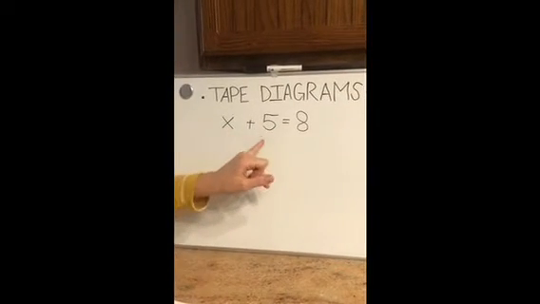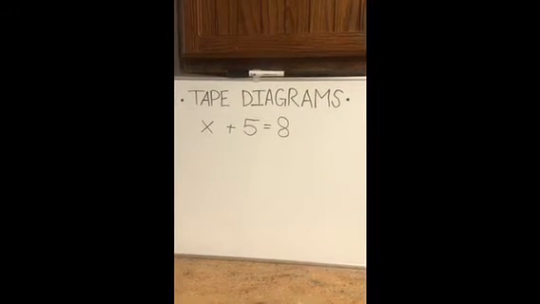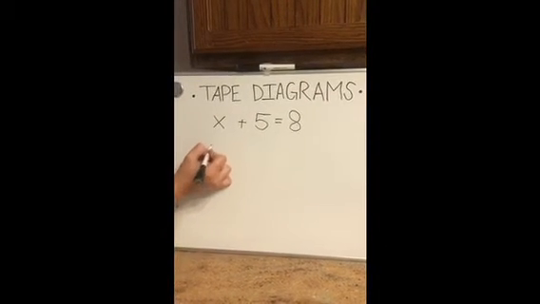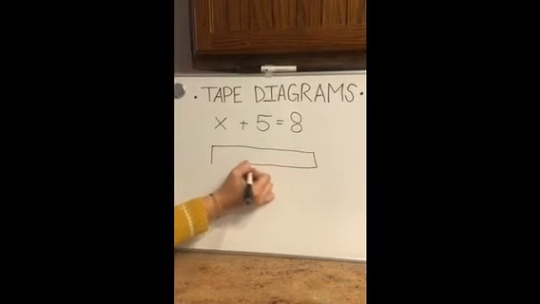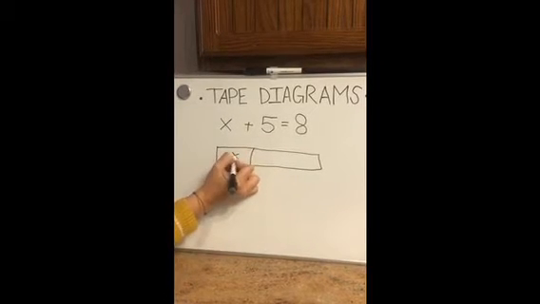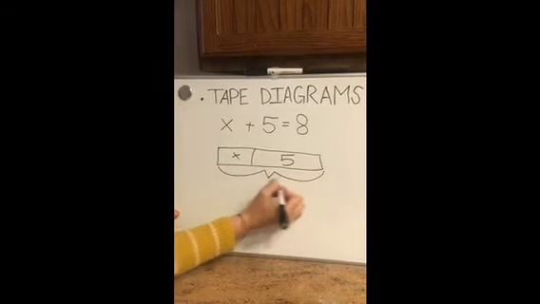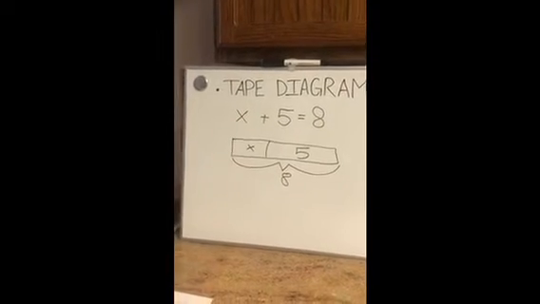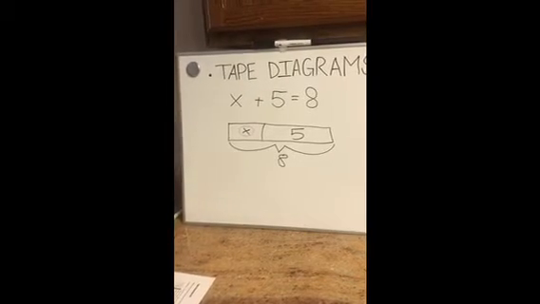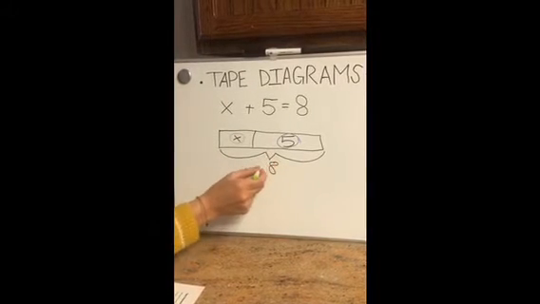So now we have x plus 5 equals 8. Again, if you want to work this out on your own, go ahead and pause the video and try and write it out on your paper. See if you get the correct answer. Draw the tape diagram. And we know that x plus 5 is going to equal 8. So this shows one part, the other part, when added together, we get the whole.